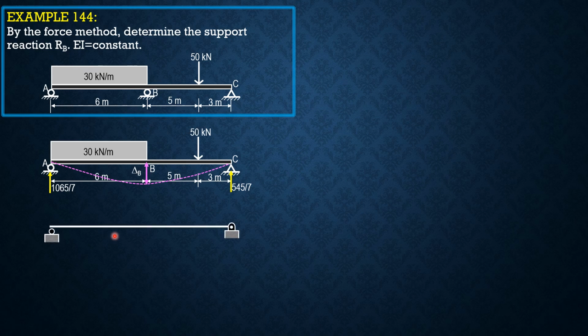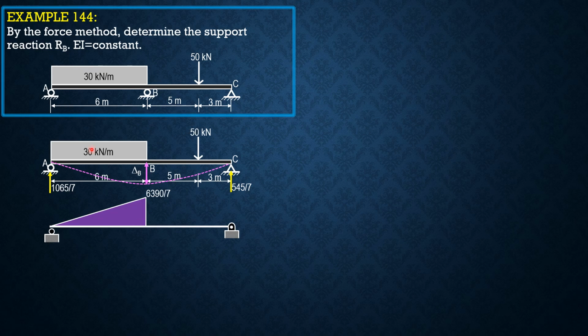Then this is the equivalent conjugate beam. It remains roller at the left end, pin at the right end. And let's have this as our moment center. 1065 over 7 times 6 is equal to 6390 over 7 over EI, but EI is constant. So let's just assume EI equals 1.